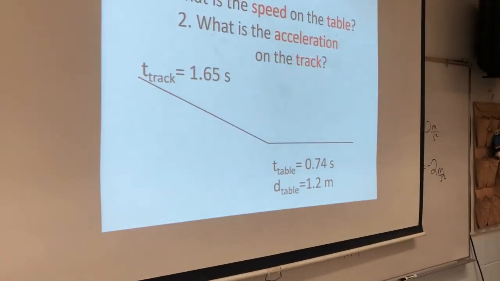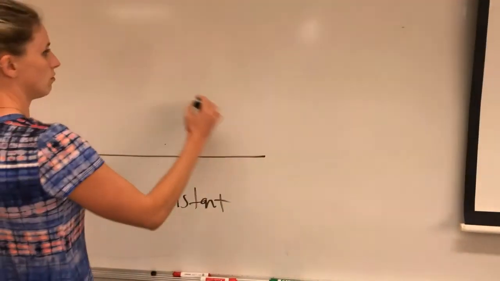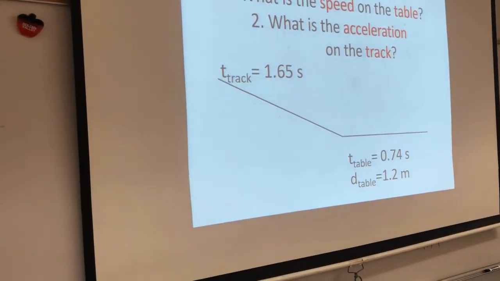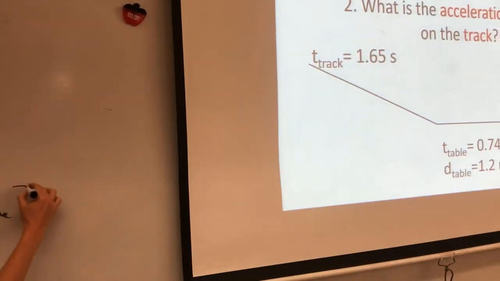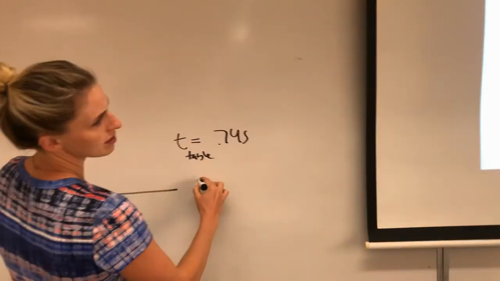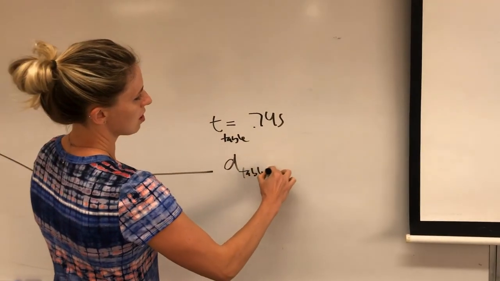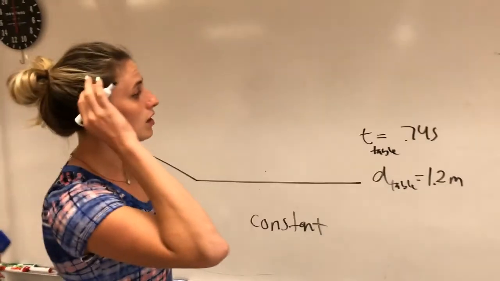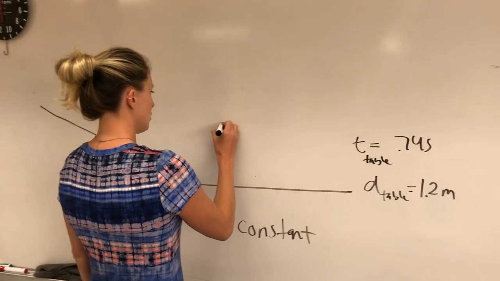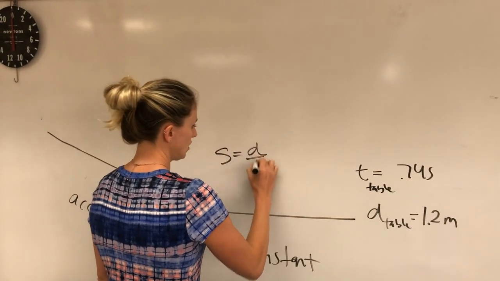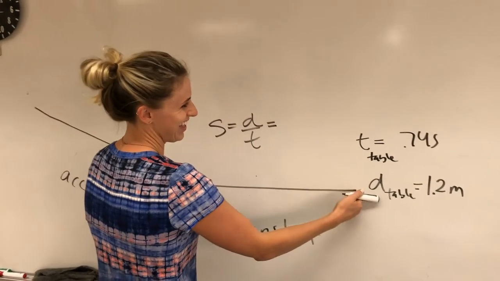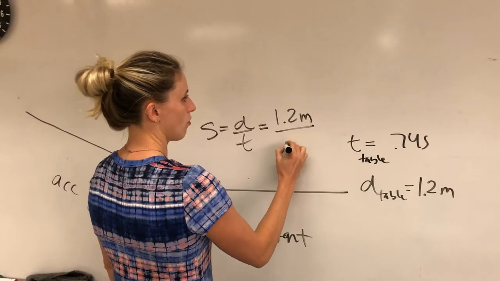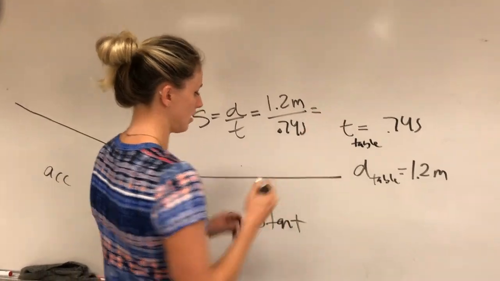So it says on the table, I'll write these over here. The time for the table was 0.74 seconds. And then it says the distance of the table was 1.2, right? Yeah. So what was the speed on the table? What's that equation for speed? Speed is d over t. Oh, that's right. I knew that. And then 1.2 meters divided by 0.74 seconds.